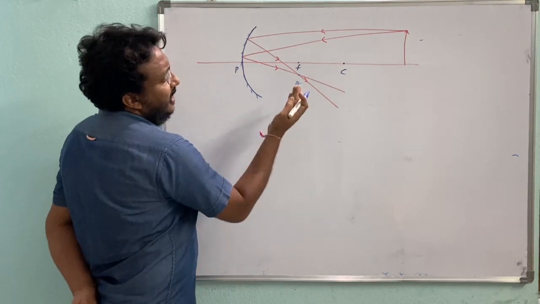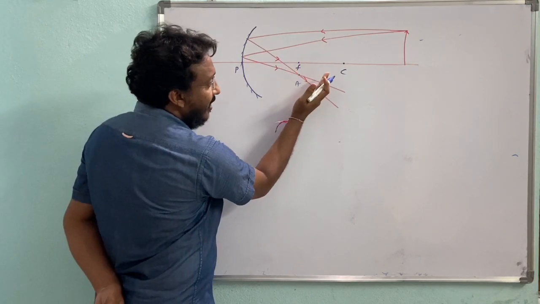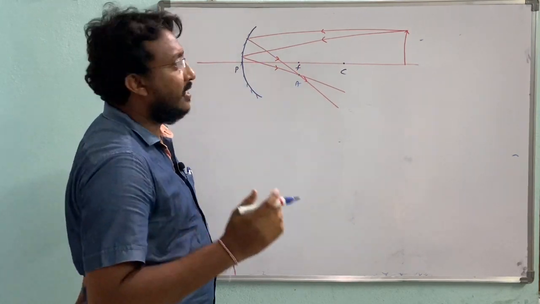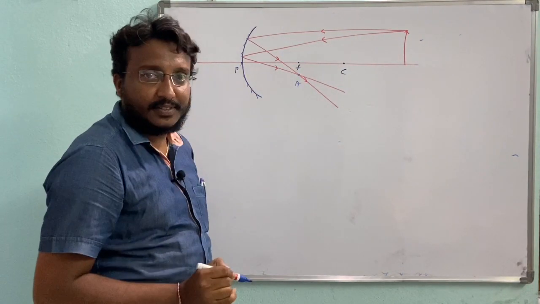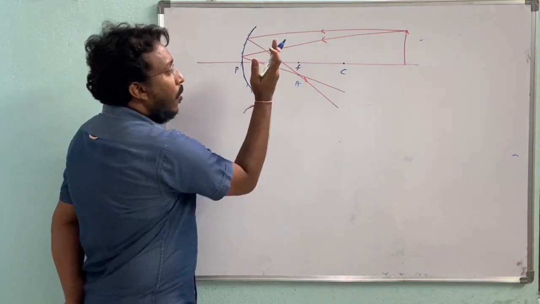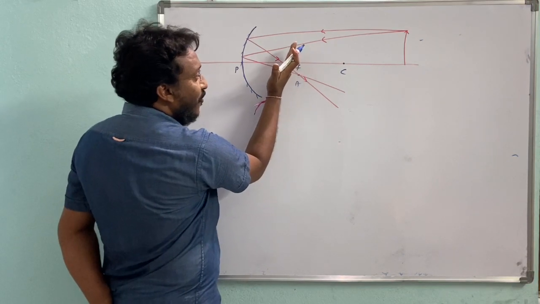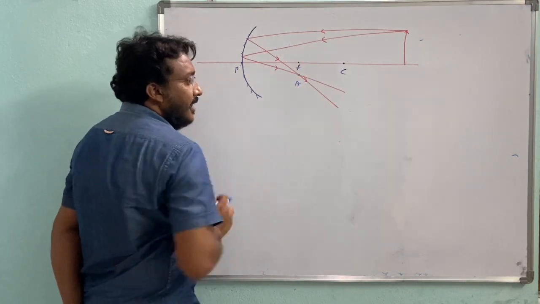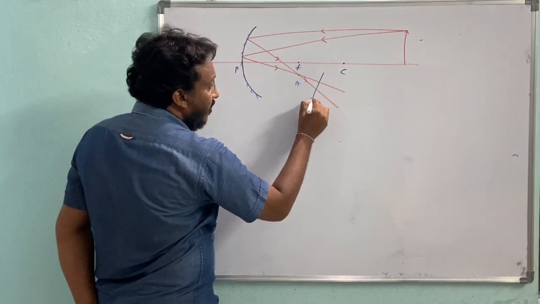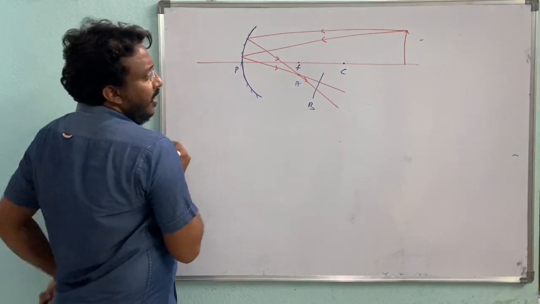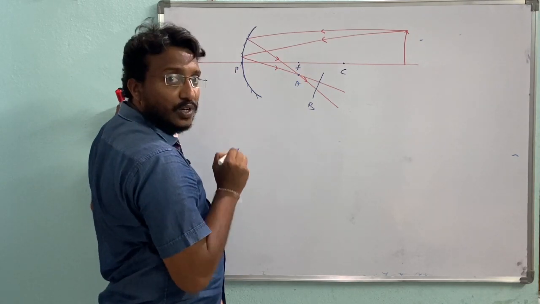Here is one doubt. What happens if we move the screen before or behind the point A? From this ray diagram we came to know that the sharp image is formed at point A. Then the question is, what happens if the screen is moved before or after point A? What happens to the image? If I keep the screen here at point B, for example, see, the image is formed by the intersection of 2 reflected rays.